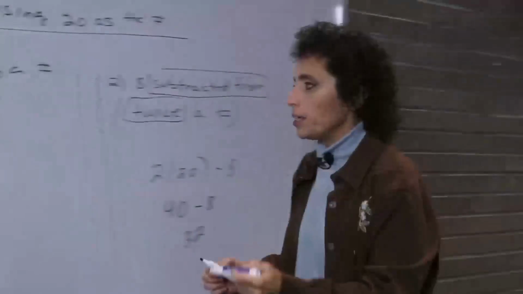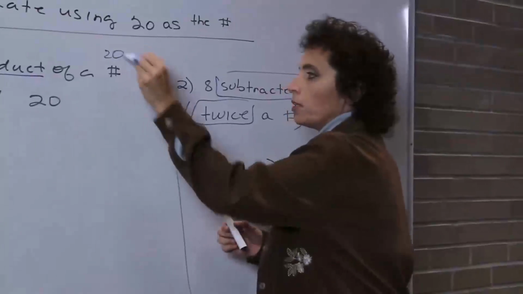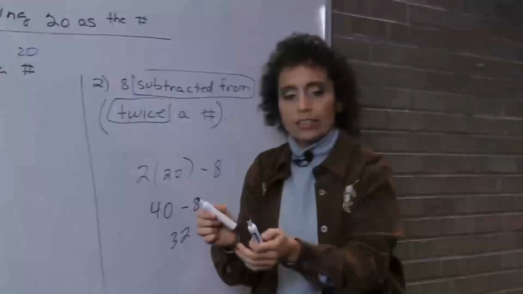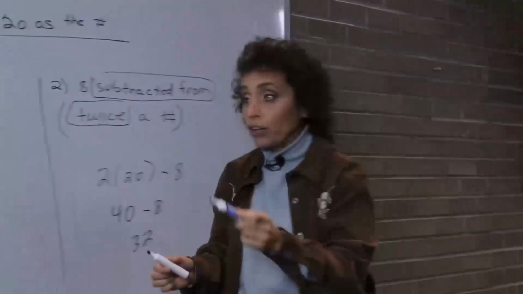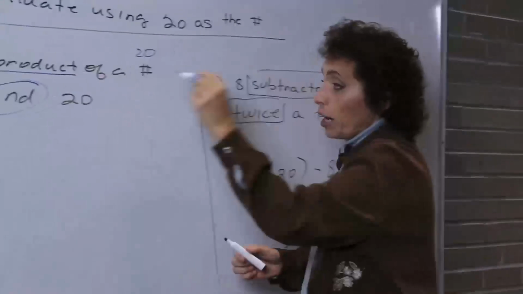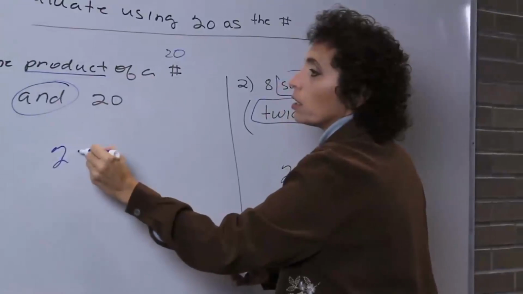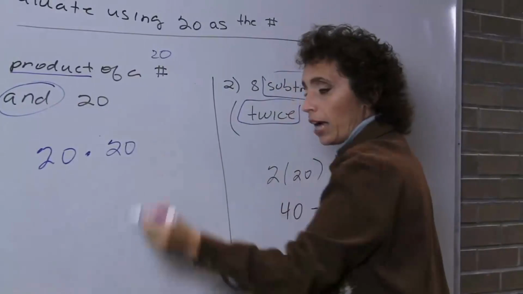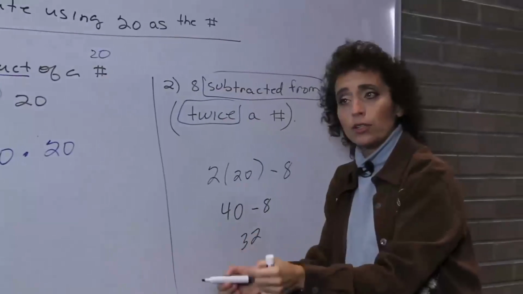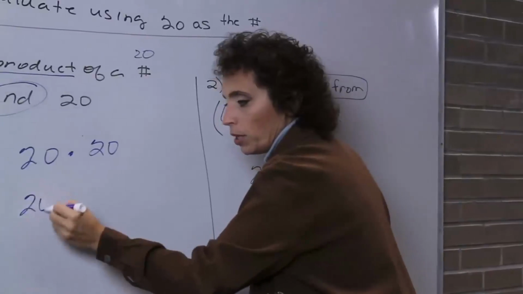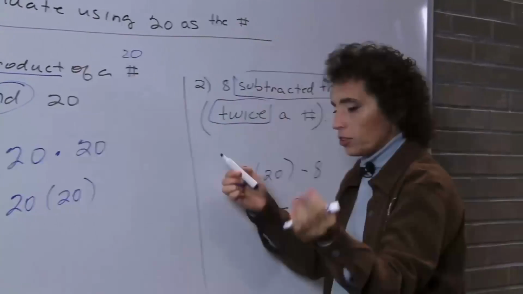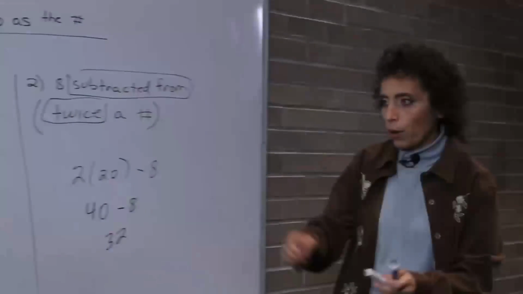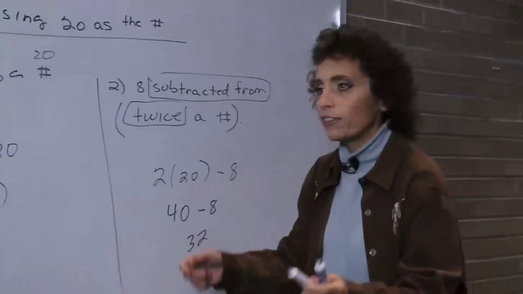Product. Now, here's the deal. We know what the number is already. The number is 20. Product means to multiply. Remember, and doesn't tell you to add. And just tells you where to put the operational symbol. The operational symbol is to multiply. So the product of a number and 20. And means to multiply, and 20. You can do it that way, or remember, you can use parentheses. It doesn't matter how you do it. Either way you do it, with parentheses or without parentheses, with the dot, it's still the same thing. 20 times 20 is 400. So that's the answer. However you want to write that is up to you. Remember, there's a lot of ways to do that.